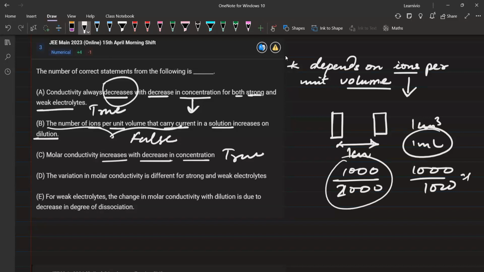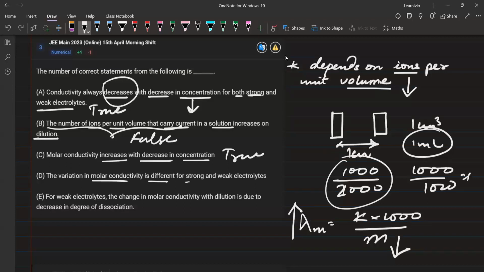Now the next statement, the molar conductivity increases with decrease in concentration. This is true, because we know that molar conductivity lambda m is equal to kappa into 1000 divided by the molarity. So with decrease in concentration, molarity decreases, and molar conductivity increases. The variation in molar conductivity is different for weak electrolyte. This statement is also true, because for a strong electrolyte it increases steadily in a linear fashion, and for a weak electrolyte it increases exponentially like this. So both of these statements are true.